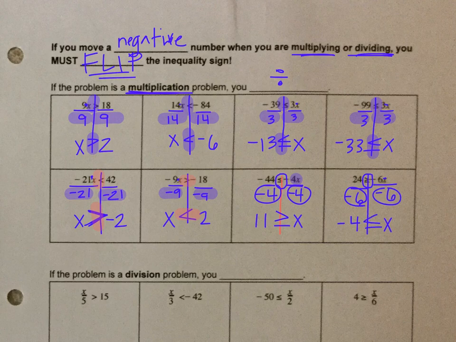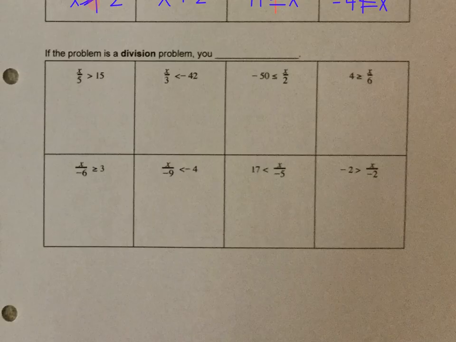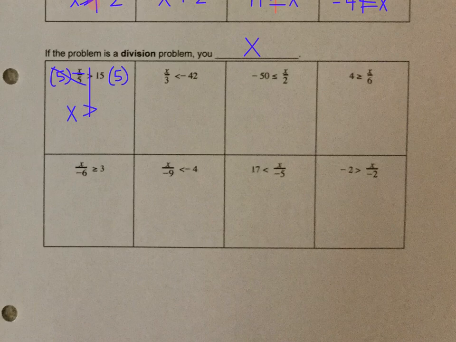All right, division is just the same as multiplication. If a problem is a division problem, you multiply. X, this line means divide, is greater than 15. I'm going to multiply this side by 5 and it marks out. I multiply that side by 5. I get x is greater than 75.